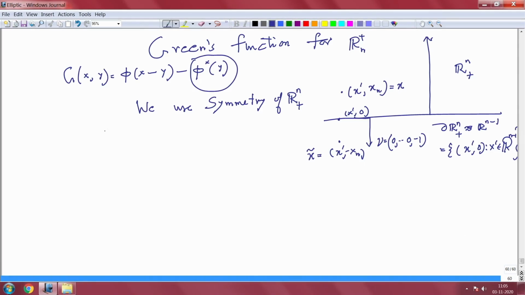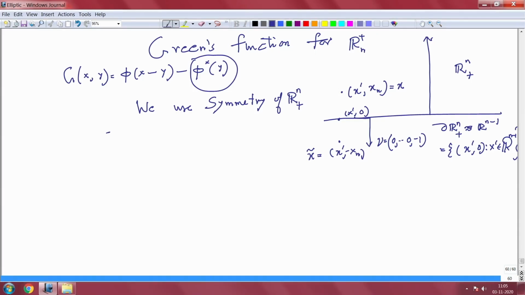So, using this symmetry, G of x, y is different with x and y. If I take x here and take phi of x minus y, and consider the upper half plane, it has a singularity there. But if I use x tilde as my singularity, it will be outside the upper half plane.